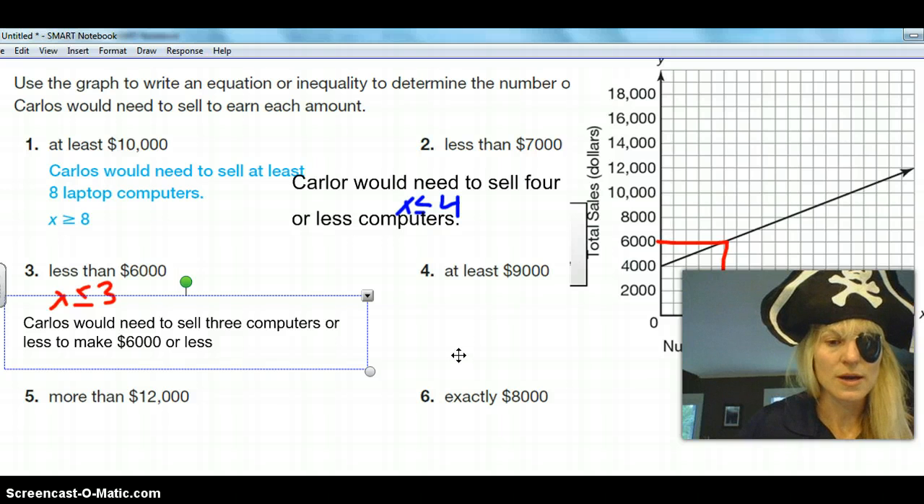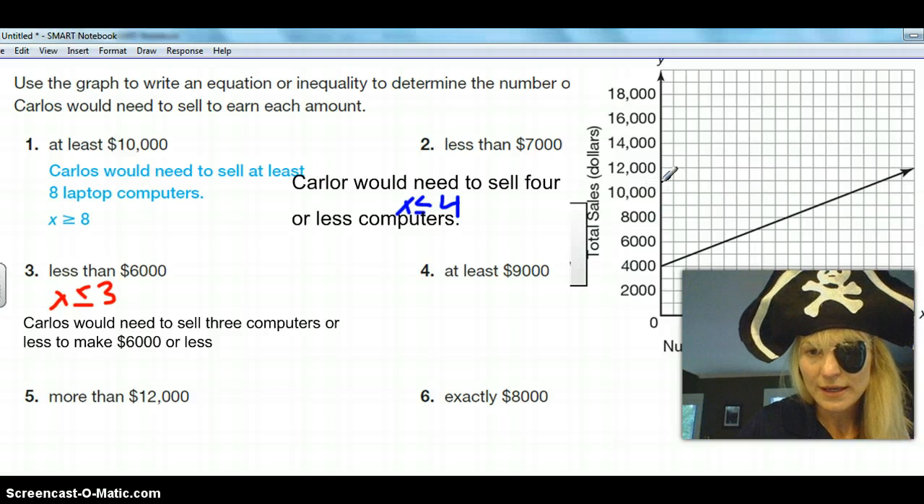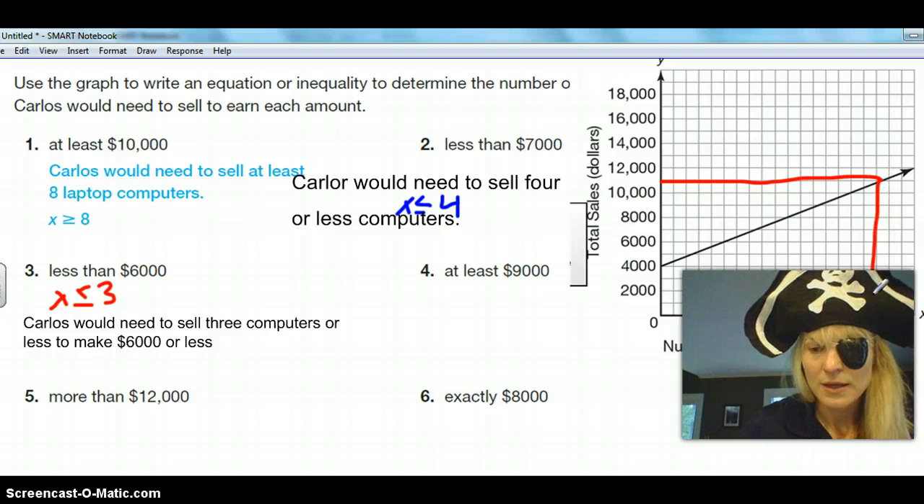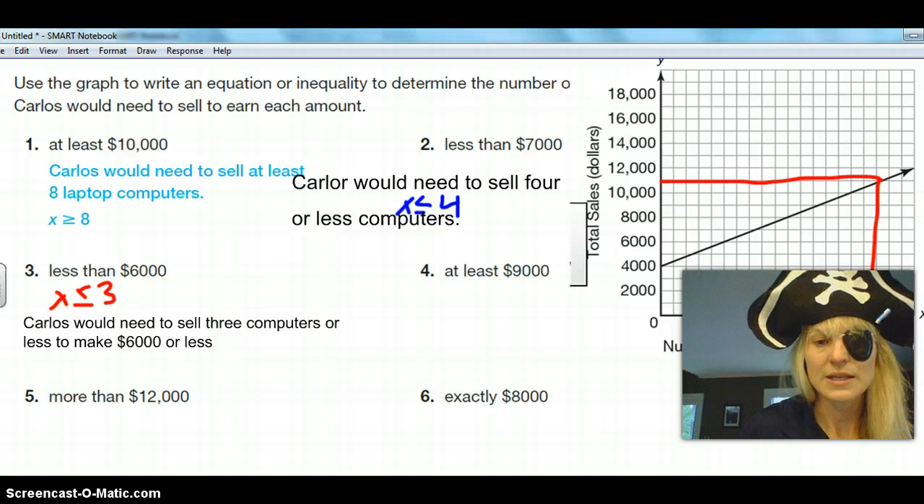So let's do one more together. This one says Carlos needs to sell at least $90,000. So if I look at where $90,000 is, and I go across to my graph here, and I look down, that's 8.5 computers, okay? So again, you can't sell half a computer. He needs to make at least $9,000.